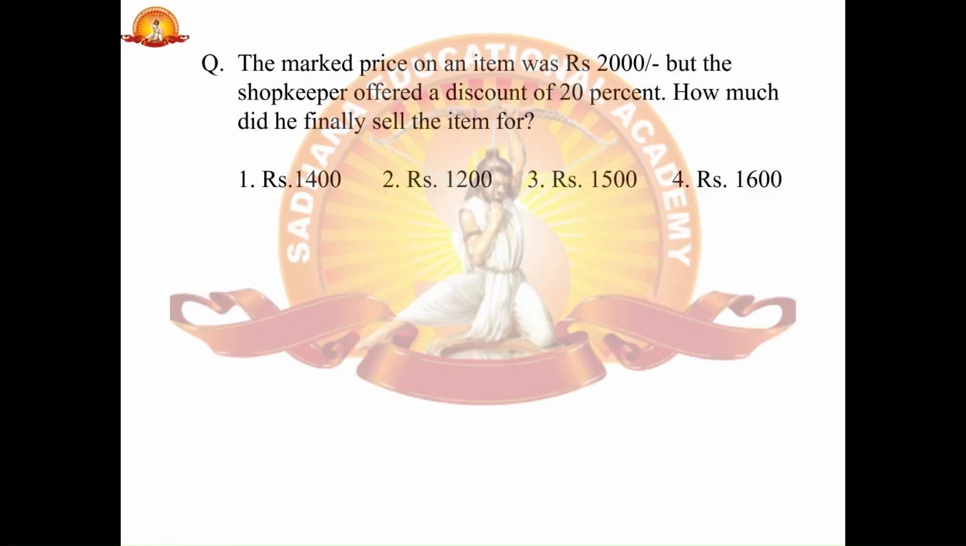The market price of an item was 2000 rupees, but the shopkeeper offered a discount of 20%. How much did he finally sell the item for? So here it is given 20% discount in 2000. 20% of 2000 is 400 rupees is the discount allowed. So out of 2000, if 400 is the discount allowed, then selling price will be 2000 minus 400. That gives us 1600 rupees is the answer.